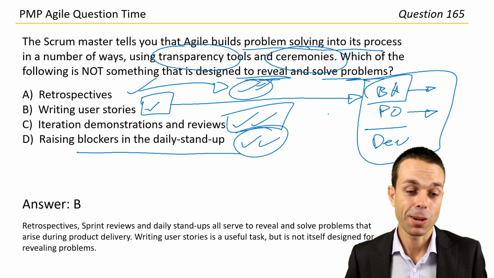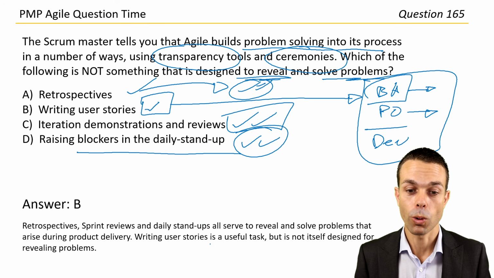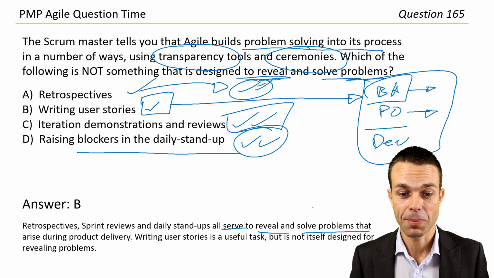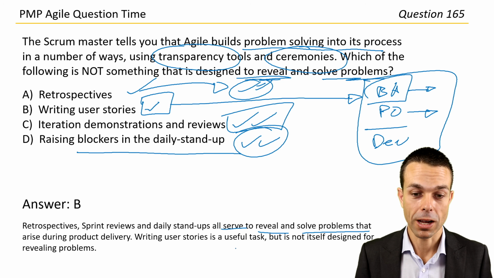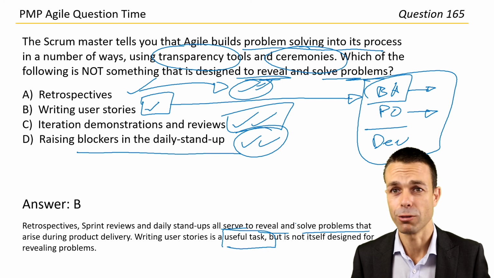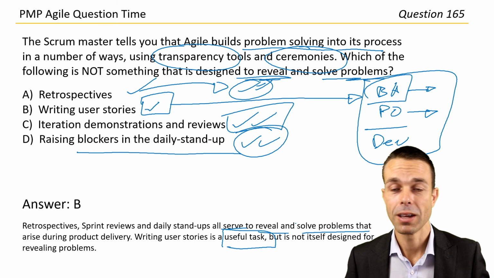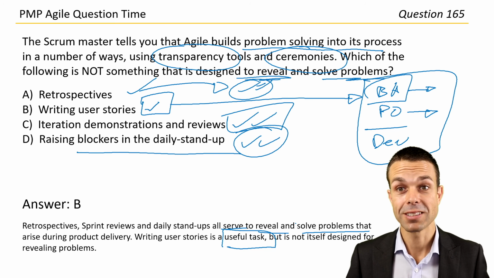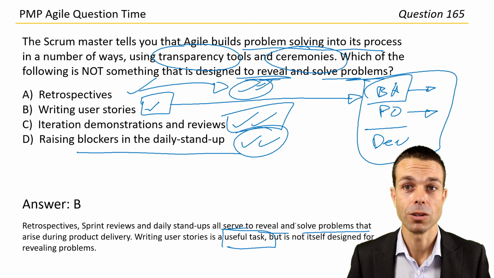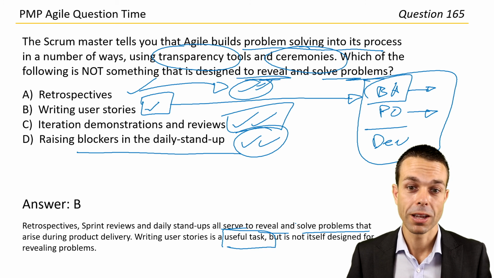Okay. Retrospectives, sprint reviews, and daily stand-ups all serve to reveal and solve problems that arise during product delivery. Writing user stories is a useful task, but is not itself designed for revealing problems. So we're not specifically asking, what went wrong, how can we help, how can we remove blockers, but it is still a good practice and still useful for removing blockers and revealing problems.